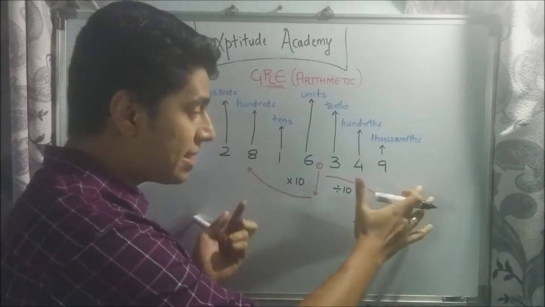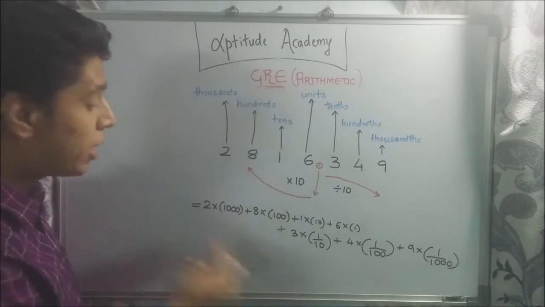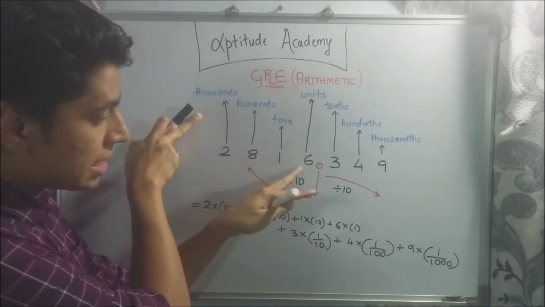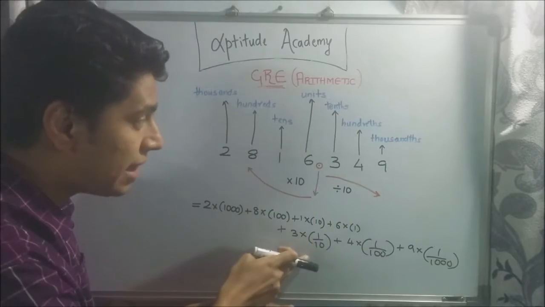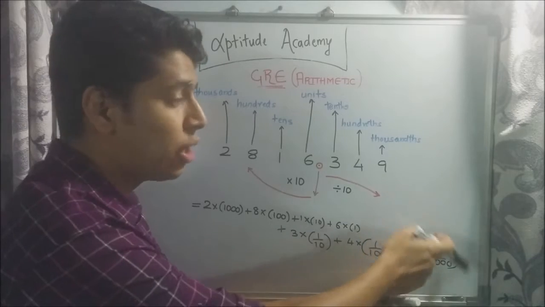Now, when you spread these out and multiply them by the respective place values, this is what you get: 2 into 1000, 8 into 100, 1 into 10, 6 into 1 because it's the units place. Then you have 3 into tenths, 1 by 10, 4 into 1 by 100, and 9 into 1 by 1000.